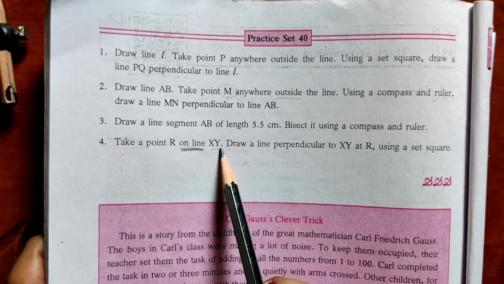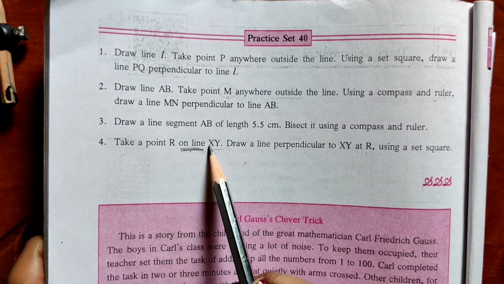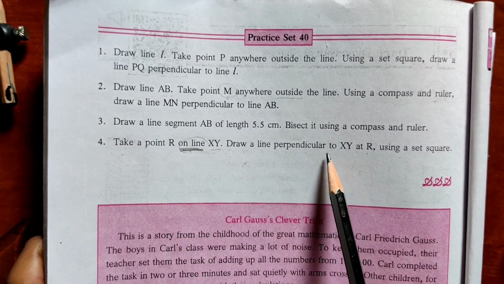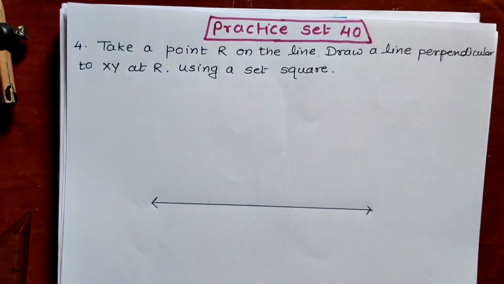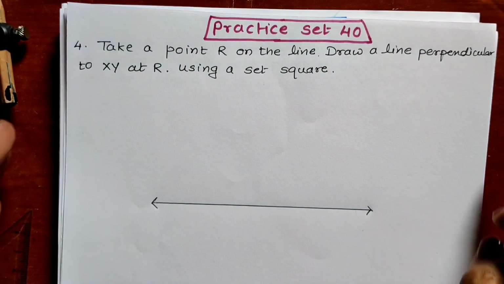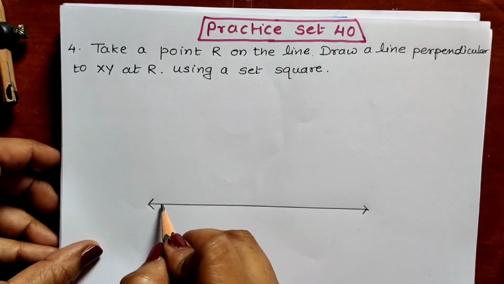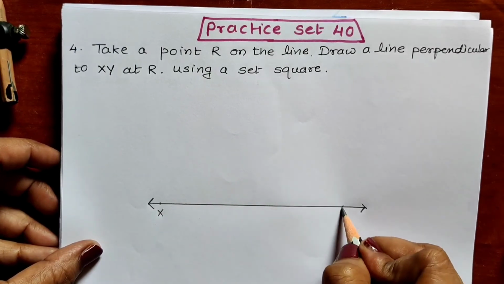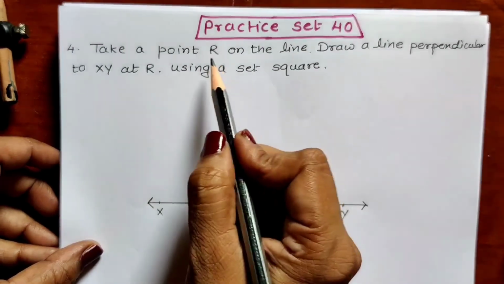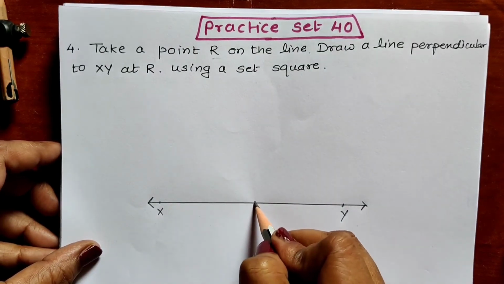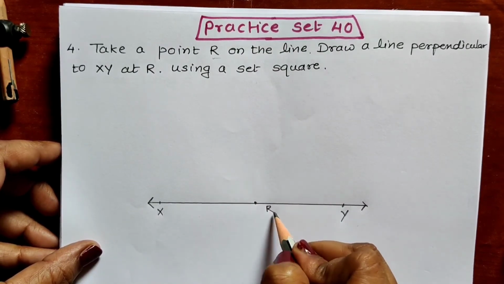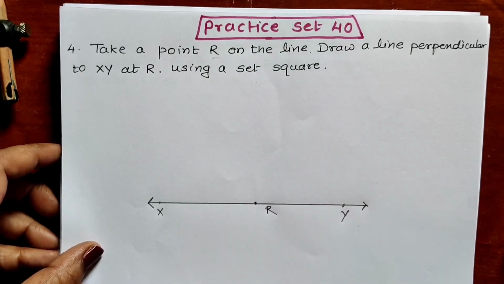So first draw line XY. Take point R on line XY, and then we have to draw perpendicular by using our set square. So here I have drawn a line. I have written the question as it is. This line is line XY, and on this line we have to take point R. So let us take point R somewhere here. This is point R.